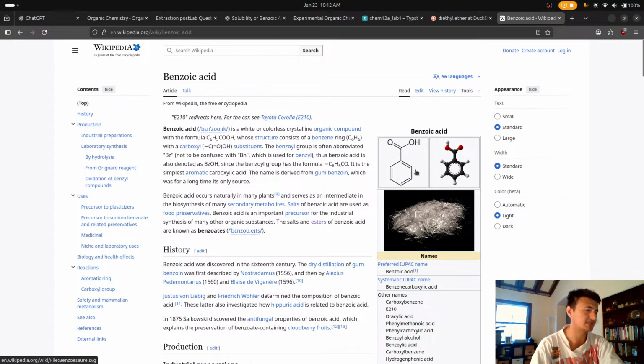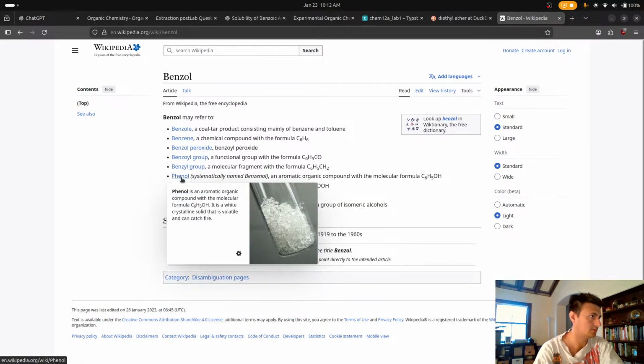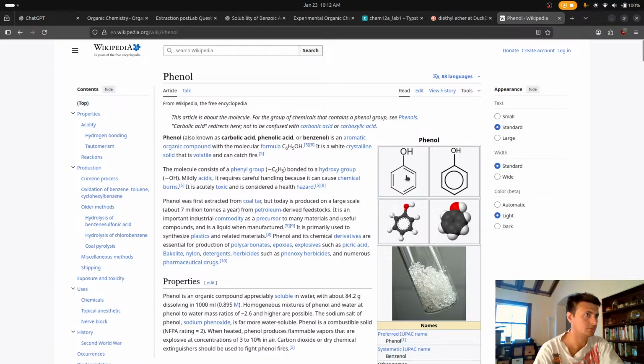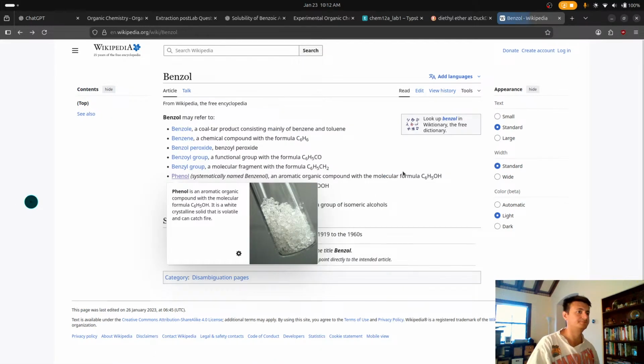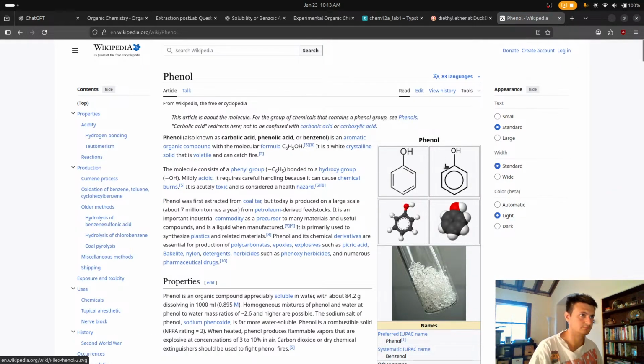Presumably, oh, benzoic acid is, oh, because it's an oic. Yeah, I was treating it like I wrote benzol. Is benzol a thing? I was thinking of phenol.